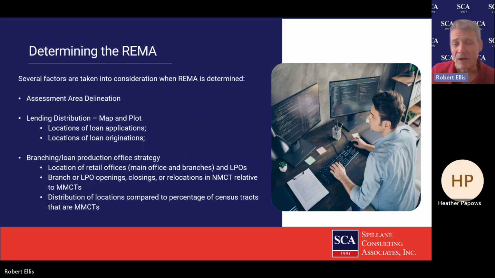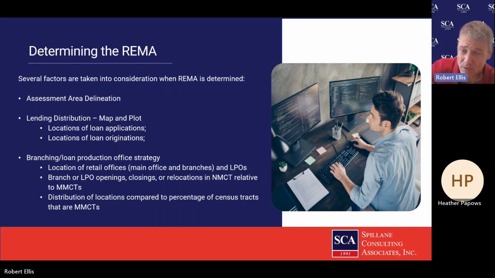So how do you determine your REMA? Well, there are several, if not dozens, of factors you should consider when determining it. First thing is to look at your CRA assessment area and just see what your inside-outside ratio is. And as I mentioned before, if it's 65 to 70%, then I recommend you are going to want to expand and look at a larger area for your redlining REMA analysis.